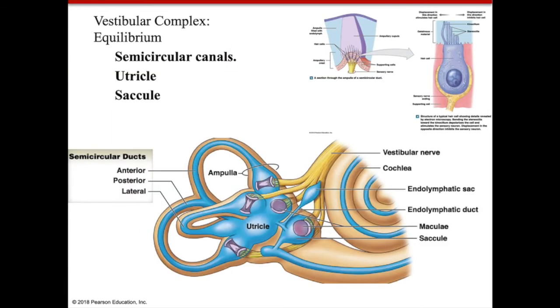The vestibulocochlear complex also has a vestibular complex. A vestibular complex is an equivalent structure to the cochlea, in which we have cells, there are receptors for the vibration, the movement of the endolymph.